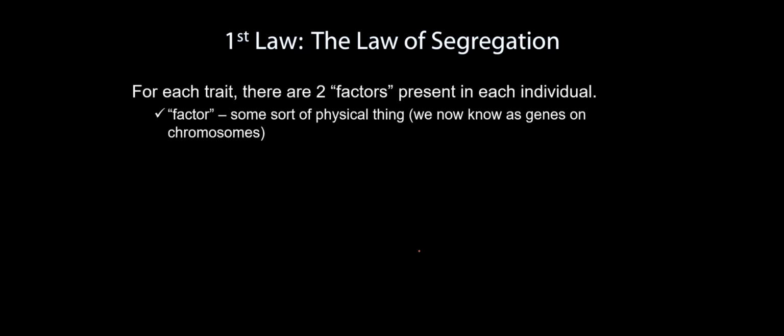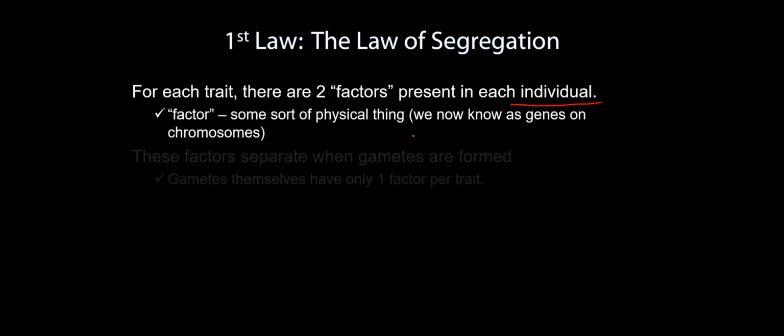All right, so Mendel, doing this work, established what we call the first law of genetics, or the law of segregation. And here's how it goes. For each trait, such as pea color, there are 2 factors present in each individual. And by individual, we're talking about the adult organism, the adult diploid organism. This factor is some kind of physical thing, which we understand as genes, but Mendel had no idea. Chromosomes weren't even discovered by the time he was coming up with this concept.